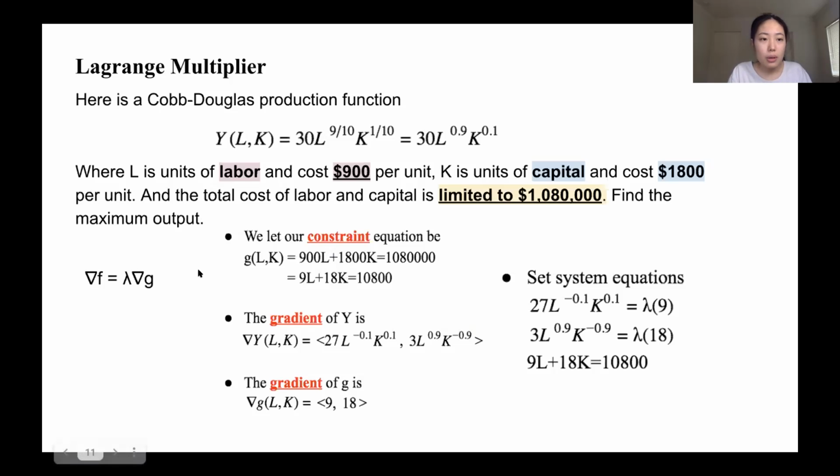So we have our Lagrange multiplier equation. First, let me find our constraint. The constraint is the cost of labor plus the cost of capital equal to the limit on the money. Here we have our constraint, and we can simplify this. And here we have the gradient of y and the gradient of g. So we can set up a system of equations to solve this problem.